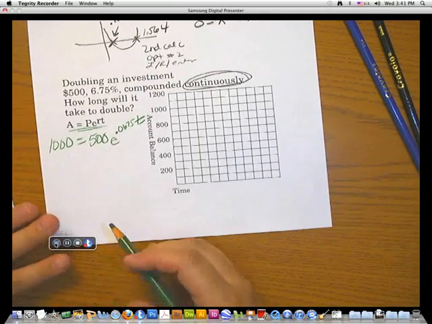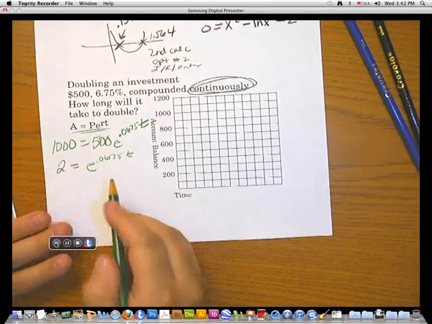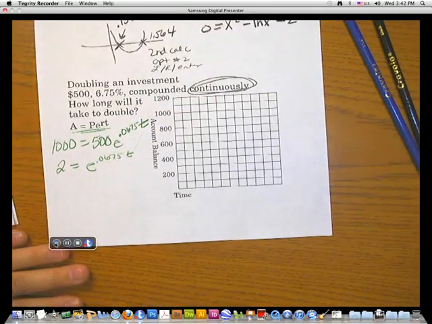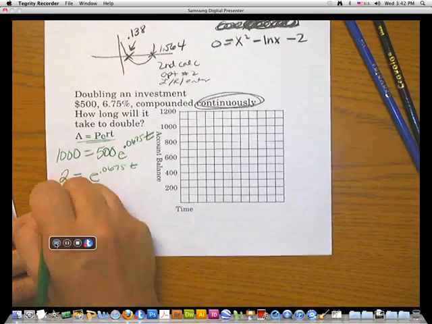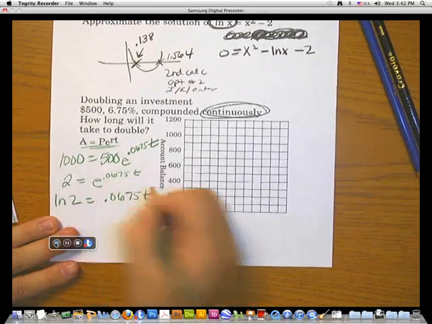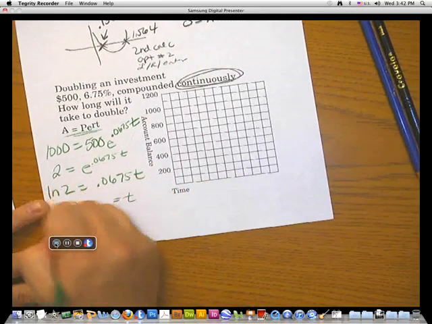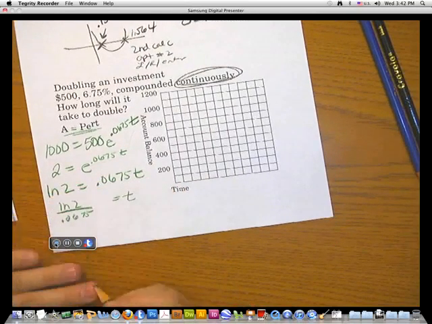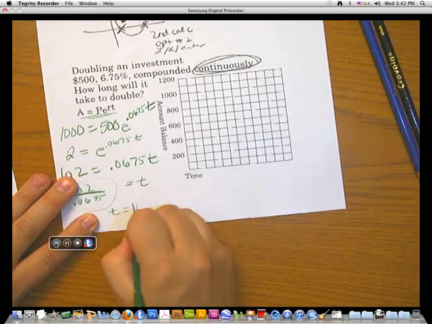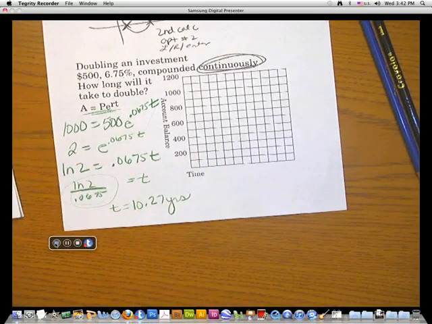But I do need to solve this, and I'm going to divide by 500, so 2. Once I have it simplified into exponential form, I do need to change it to log form, so I can take the natural log of both sides, and when I take the natural log of E, it just leaves the exponent. Divide by that, so my time is the natural log of 2 divided by 0.0675. And that you can punch in your calculator, and you're going to find your time to be about 10.27 years.